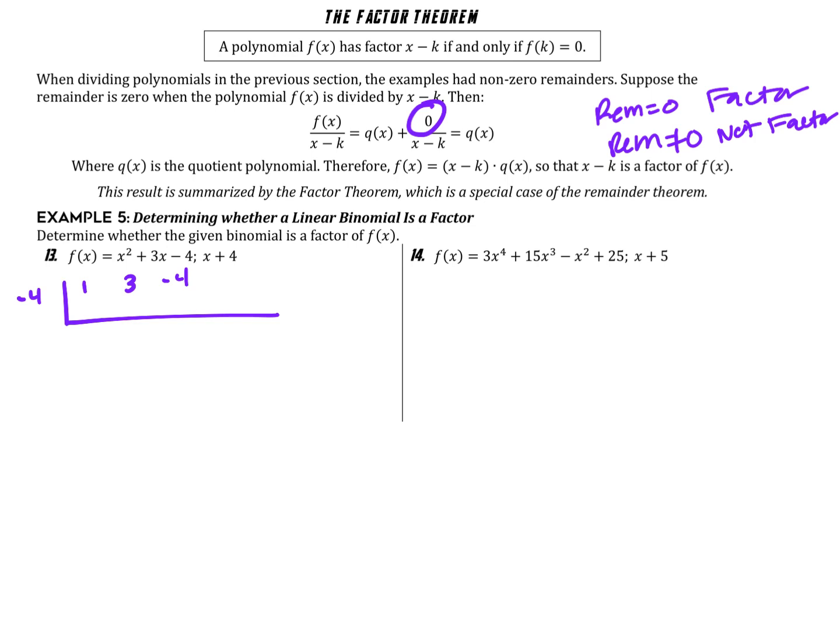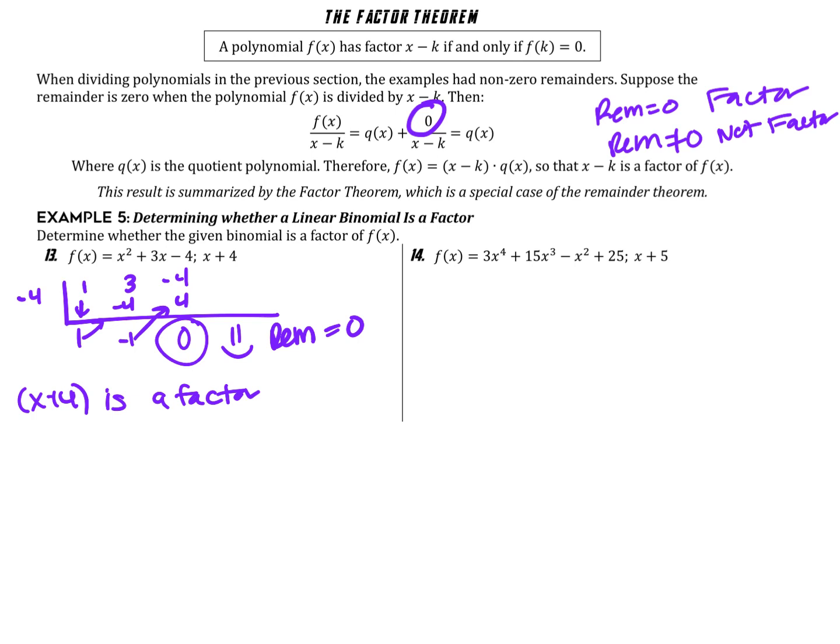So I'm going to write -4 since the term I'm seeing if it's divisible by is x plus 4. I'm going to write the coefficients, bring them down, and multiply and add and multiply and add. And here we get that the remainder is 0. That means that x plus 4 is a factor.